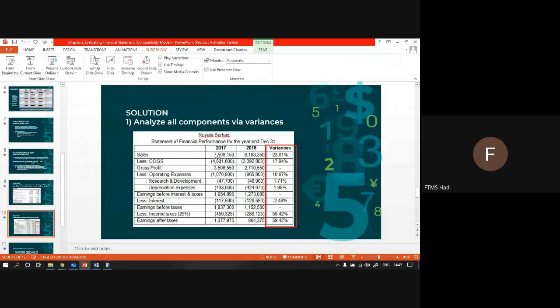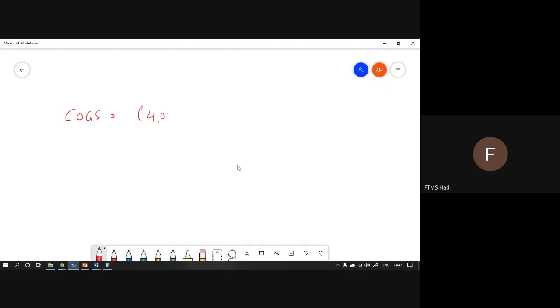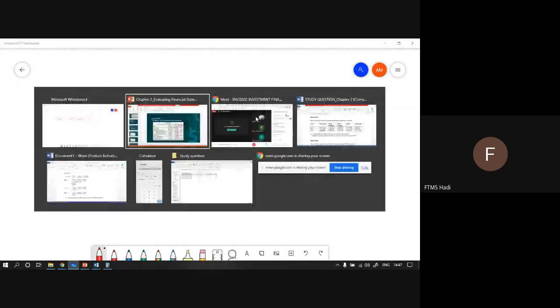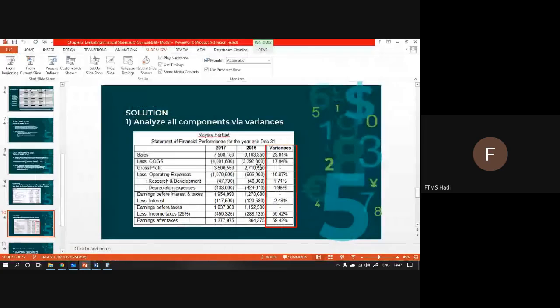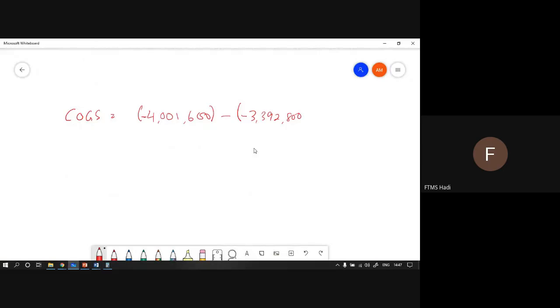Okay, let's say one of the examples is COGS. Okay, for COGS, the current year is 2017, which is negative 4,001,600, minus this one, negative 3,392,800, and then divided by, you need to consider the negative as well, negative 3,392,800, multiply by 100. So you need to consider the negative sign as well.